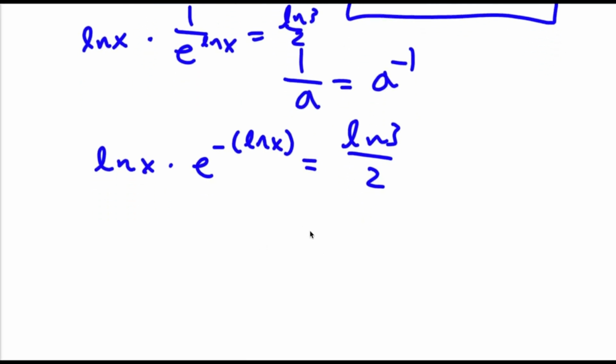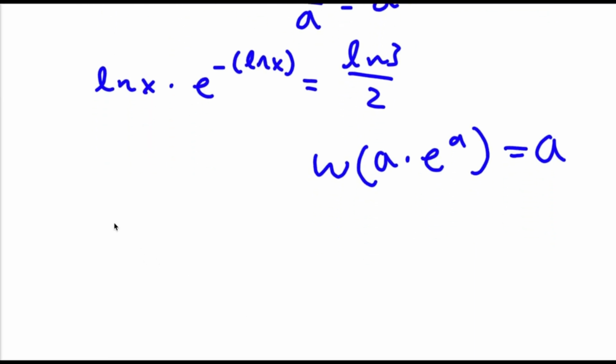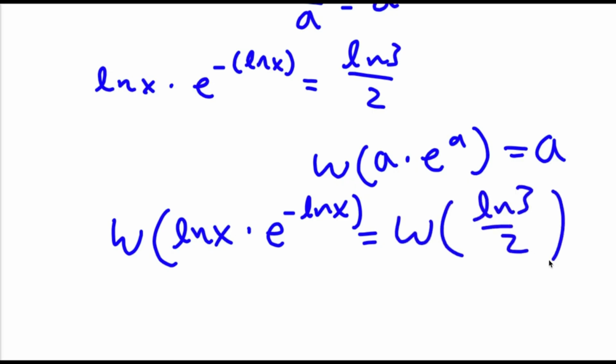Now if I take the W Lambert function of something that is in the form a times e to the power of a, this is simply equal to a. So now I will take the W Lambert function on both sides. So now I have W of ln x times e to the power of negative ln x is equal to W of ln 3 over 2.